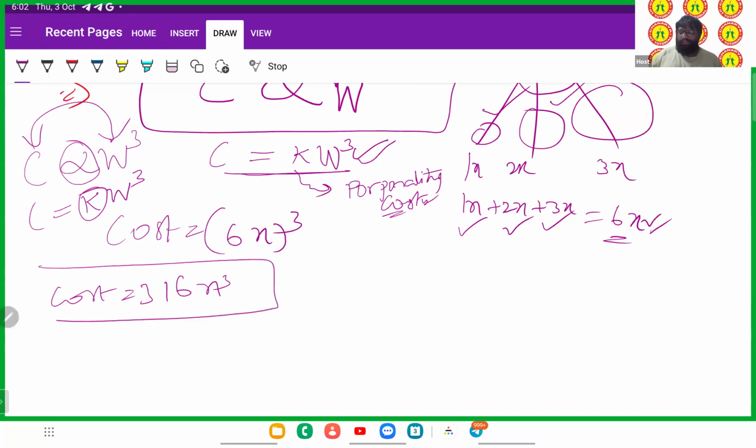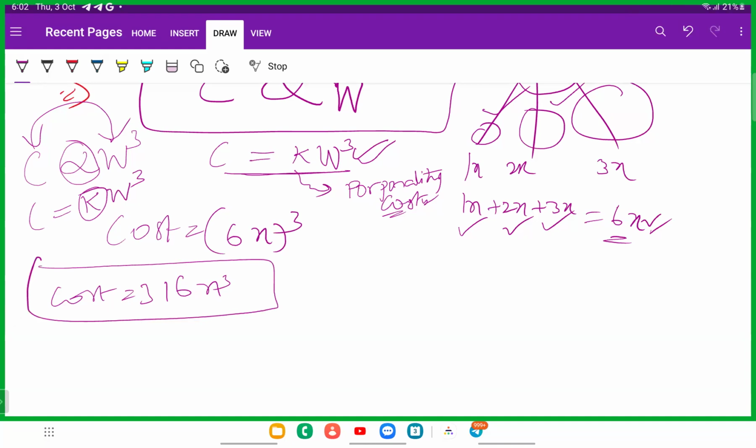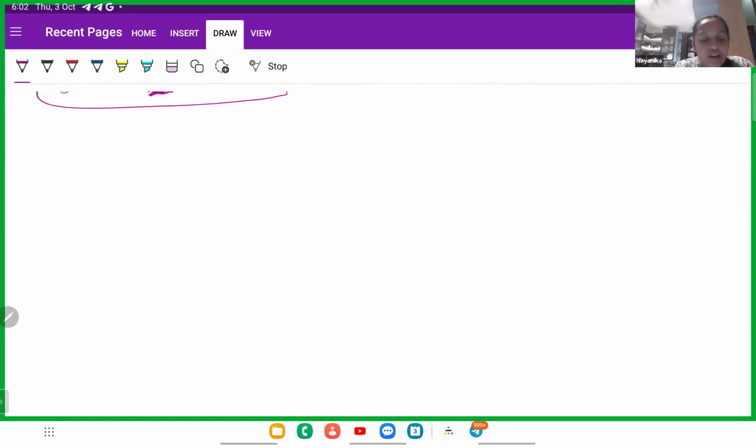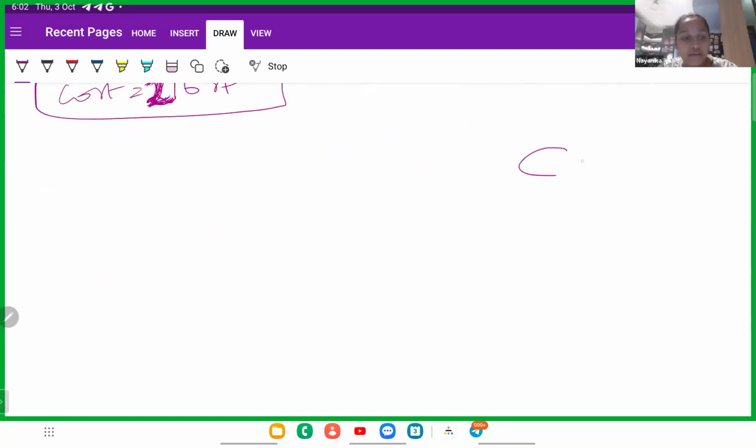How many of you understood till this? Any doubt, sir, understanding this? It's 216, right, sir? 6 cube is 216. Sir, I do not understand this proportional constant thing. When you said C equals K W cube, I did not understand that.